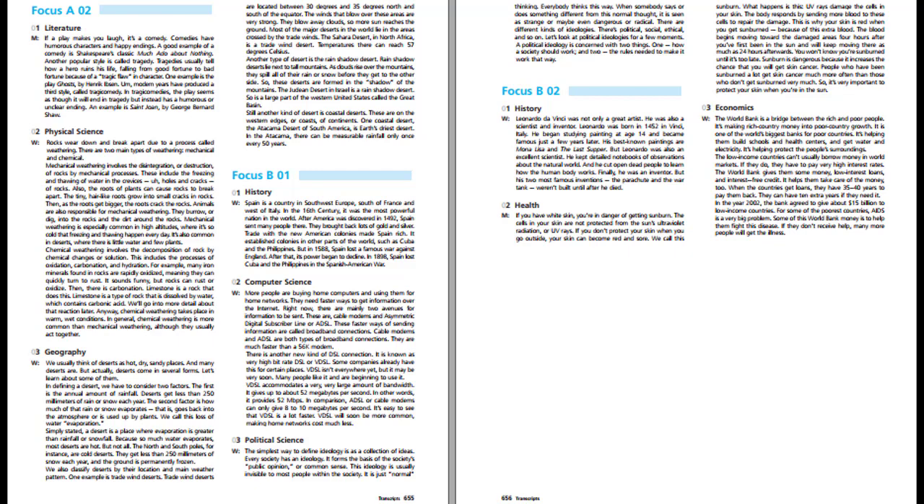Still another kind of desert is the coastal desert. Coastal deserts are on the western edges or coasts of continents. One coastal desert, the Atacama Desert of South America, is Earth's driest desert. In the Atacama, there can be measurable rainfall only once every 50 years.